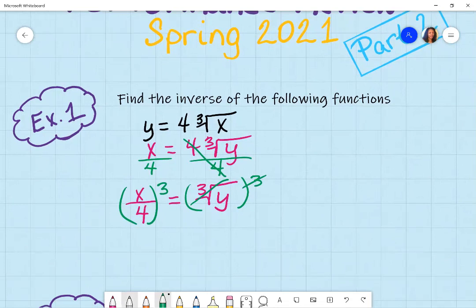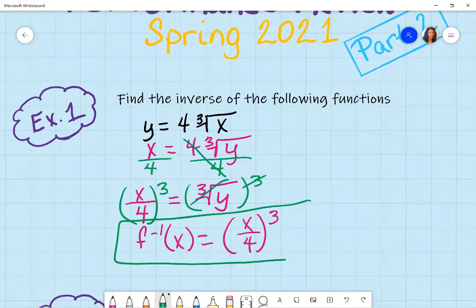And I'm just going to go ahead and rewrite that y as the inverse of f of x, or f inverse of x, however you want to say it, is equal to the quantity of x divided by 4, all raised to the third power. That's the inverse for the first one.